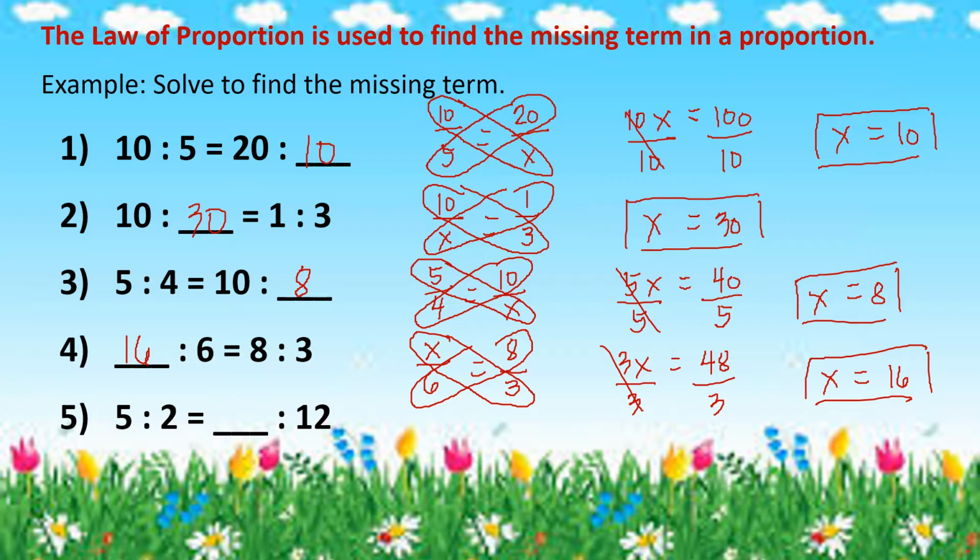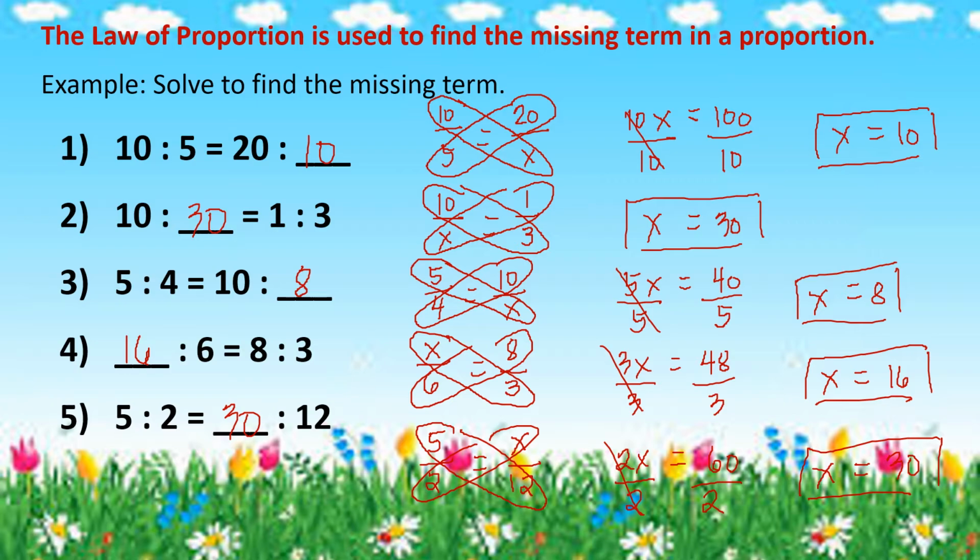Number 5, 5 is to 2 is equal to blank is to 12. 5 is to 2 is equal to x is to 12. Cross multiply, 2 times x is 2x. 5 times 12 is 60. Divide both sides by 2. Therefore, x is equal to 60 divided by 2, 30. So, the missing term in the given proportion is 30.